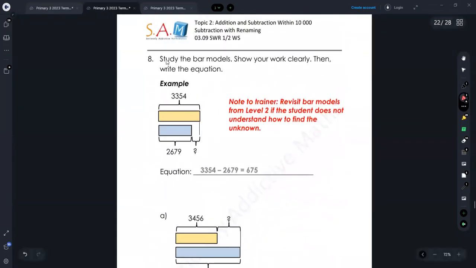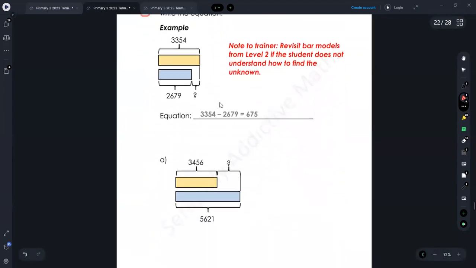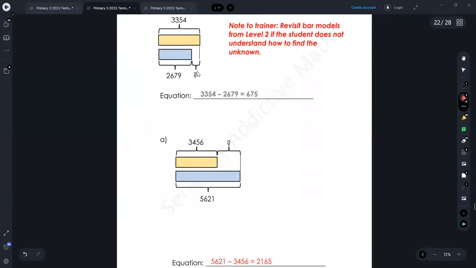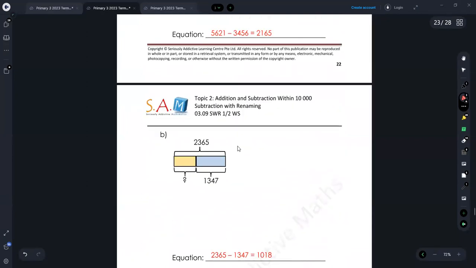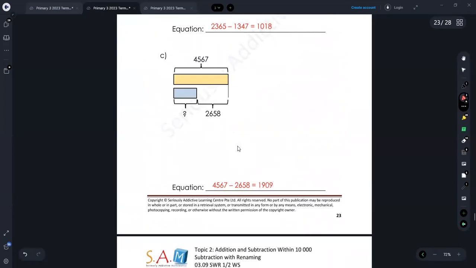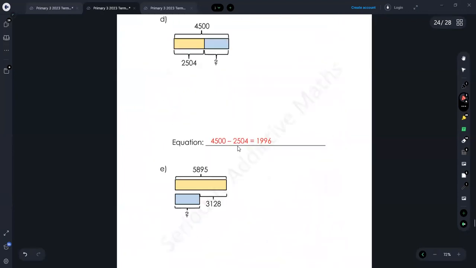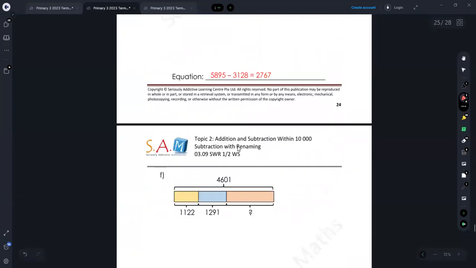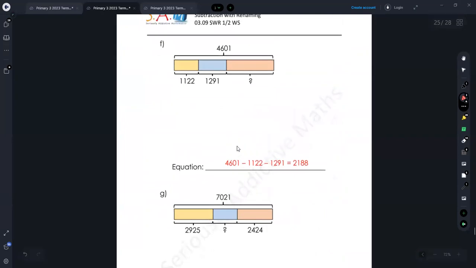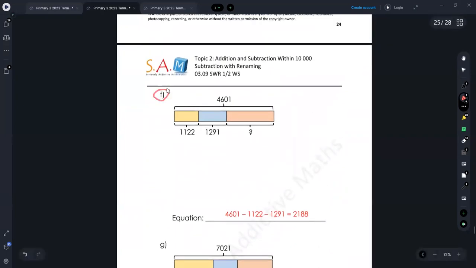For this, do one question with them. Where is the difference? This is the difference here. So that means it's this number minus this number. So looking at the difference. So there are some more complex ones. Maybe, so for example, let me see. I think usually these are okay. Perhaps do F because there are 3 numbers involved.